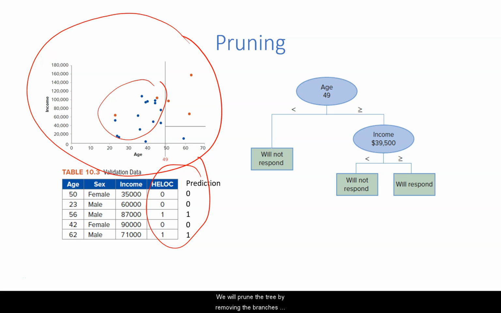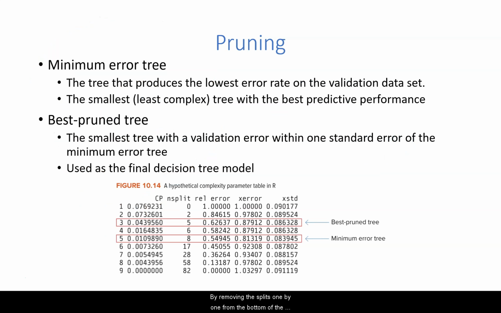We will prune the tree by removing the branches starting from the bottom of the tree, and we prune the tree in order to optimize the complexity of the model and improve its ability to predict new cases more accurately. By removing the splits one by one from the bottom of the full tree, the pruning process would generate a set of candidate classification trees with increasing simplicity.